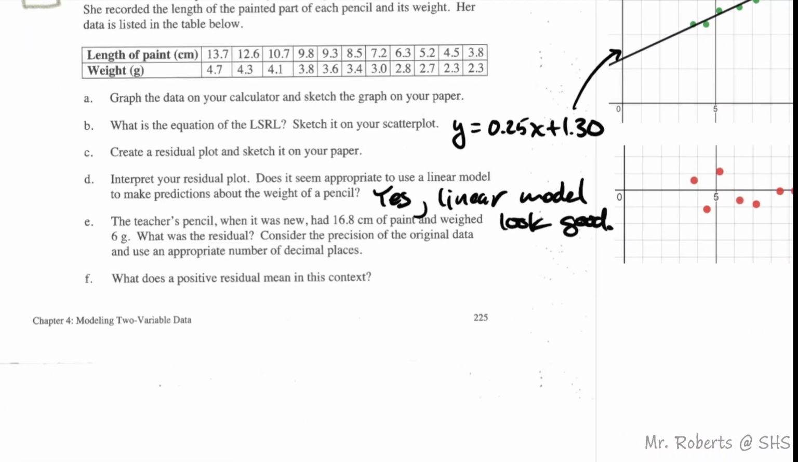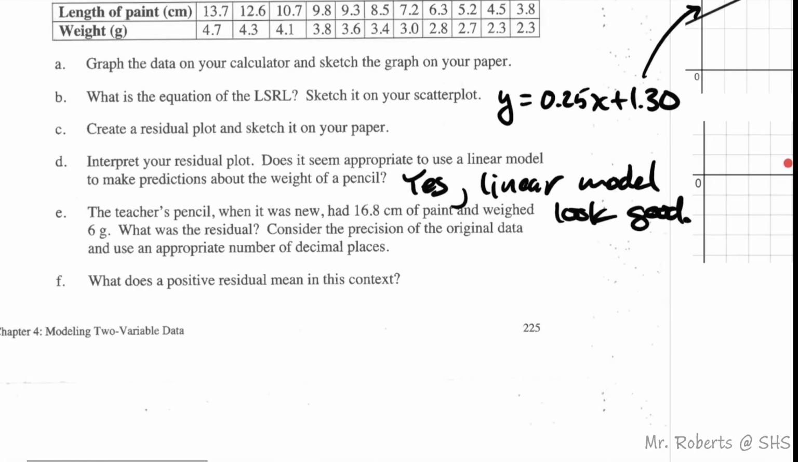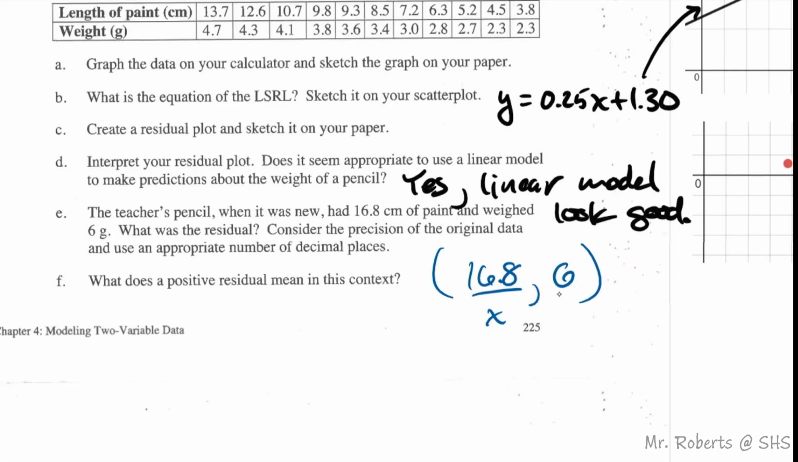And then finally, the teacher's pencil, when it was new, had 16.8 centimeters of paint and weighed 9 grams. What was the residual? Consider the precision of the original data and use an appropriate number of decimal places. Okay, this is fun. There's an actual value right here. The teacher's pencil was 16.8, so I'm going to write down 16.8, and that's the x value. That was the length of the paint, and it weighed 6 grams, and that would be the y value.